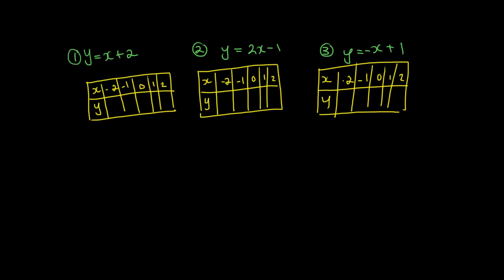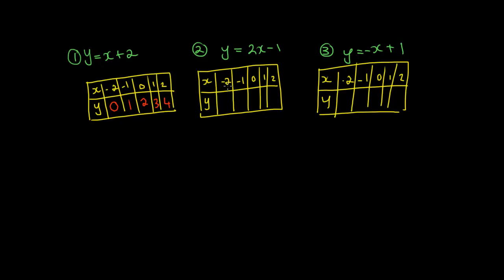So for the first table, y equals x plus 2. So whatever x is, we're going to add 2 to it. So -2 plus 2, well, that's 0. -1 plus 2, well, that's 1. 0 plus 2 is 2. 1 plus 2 is 3. 2 plus 2 is 4. And look what happens, they're all going up by the same amount.